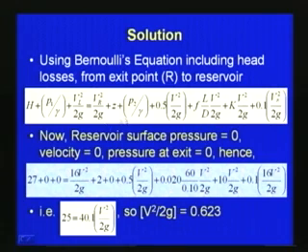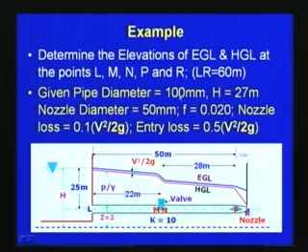So in this equation, the reservoir surface pressure we will assume to be atmospheric pressure, so P1 by gamma will be 0. And VL, since it is just before the entrance to the pipe, will be 0. So on the left hand side of this equation it will be only H, which is equal to 27 meter, and on the right hand side the pipe diameter is 100 mm.